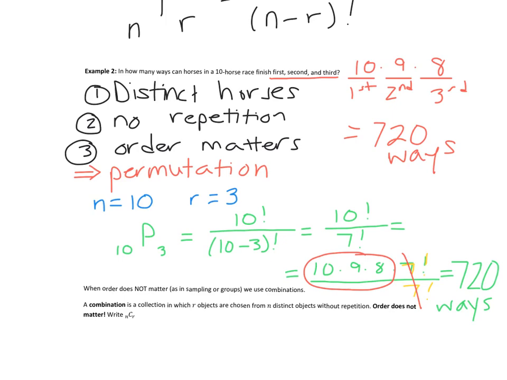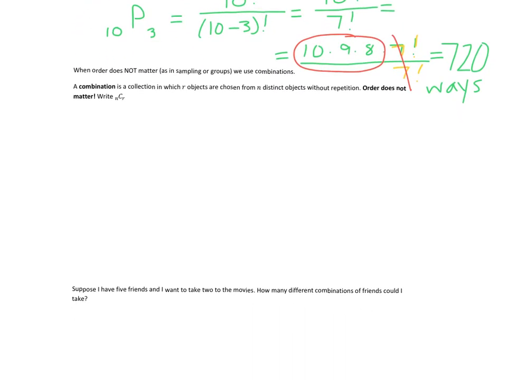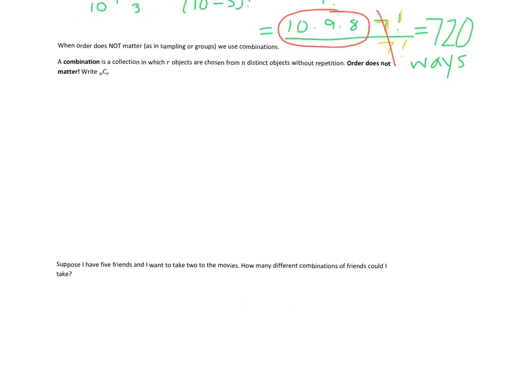All right, so let's talk about when order does not matter. Order does not matter for sampling, for instance. It doesn't matter when we're talking about groups of people coming somewhere. So that's where we're headed to next. Order does not matter, and when order doesn't matter, we use combinations. We're more interested in the combination of people.